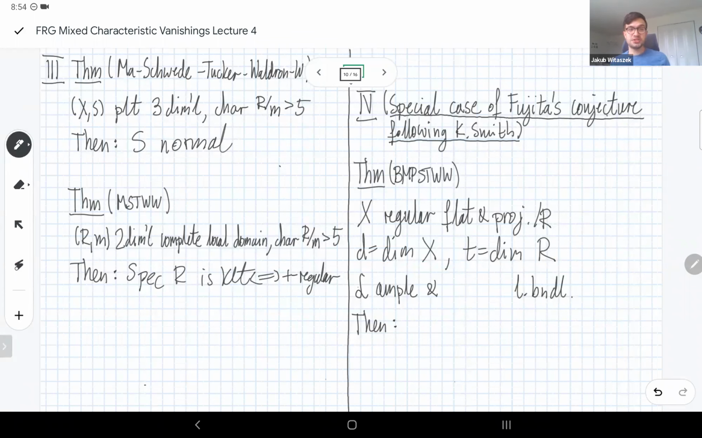And because that's only a special case, I need an additional assumption. So I'm going to assume that it is base point free itself. Then the statement of Fujita's conjecture holds. So omega X tensor L to the power d minus t plus 1 is base point free.